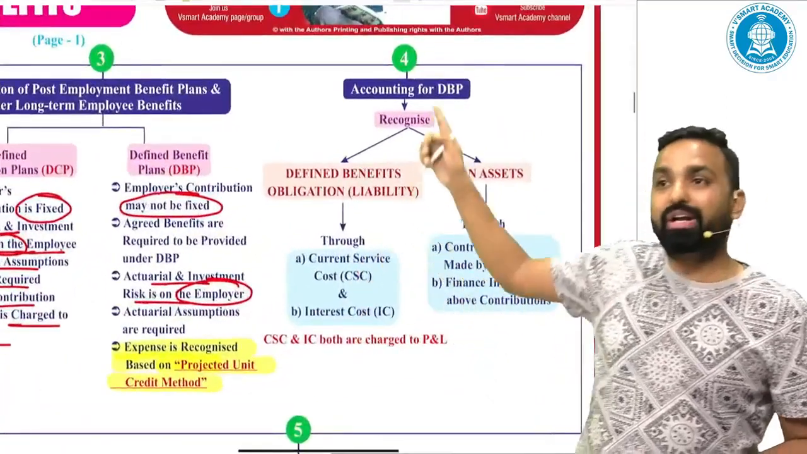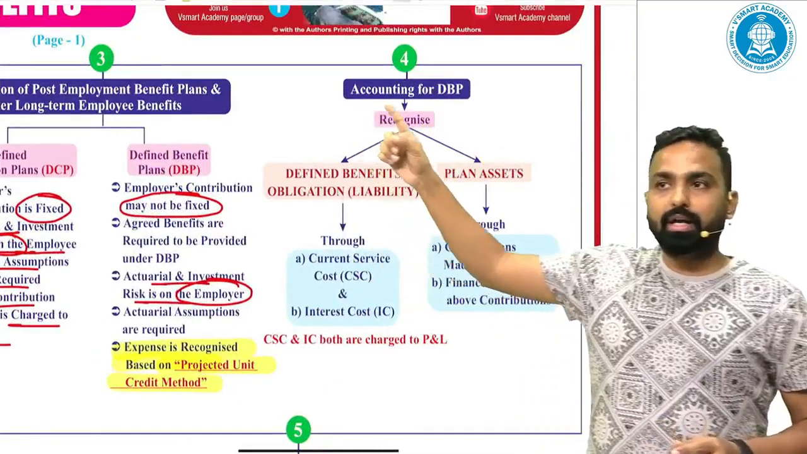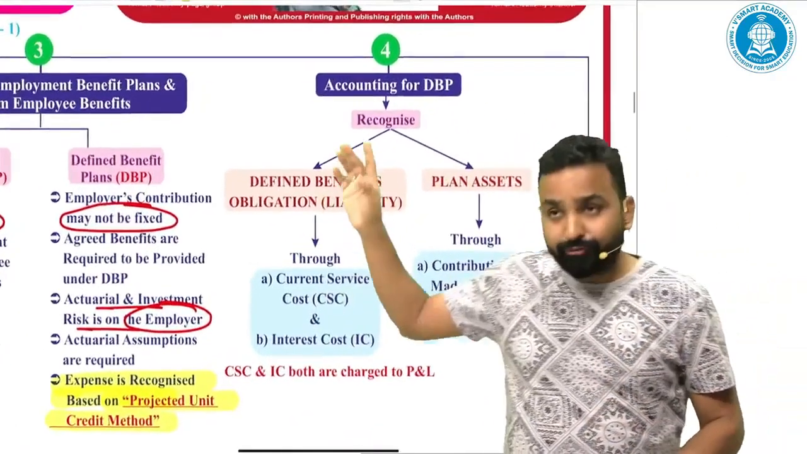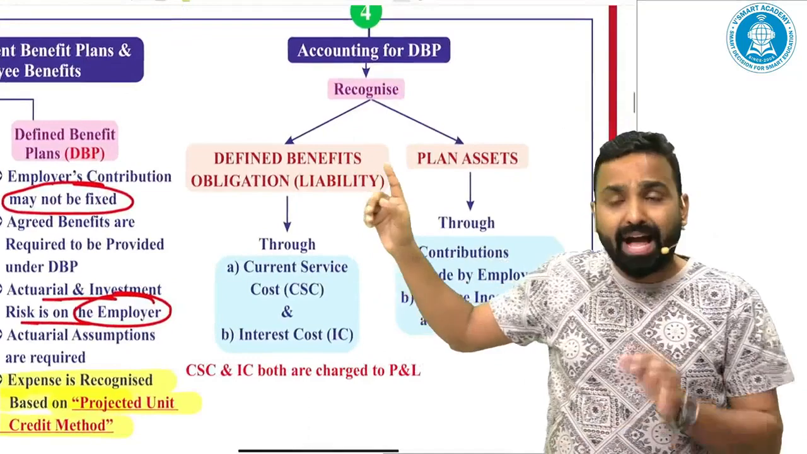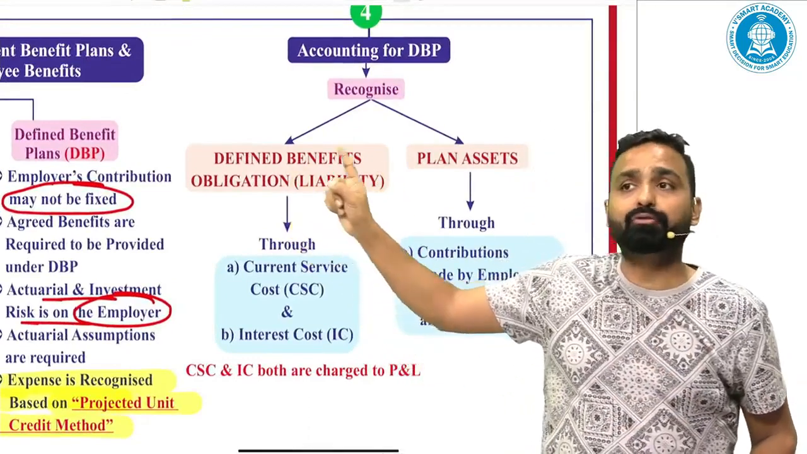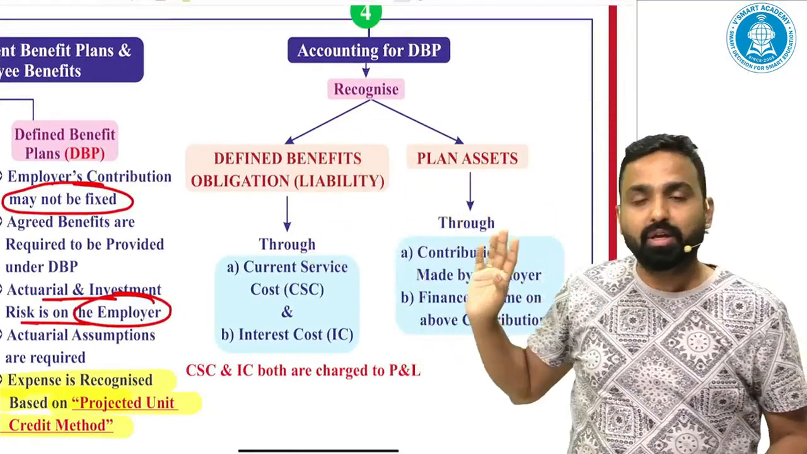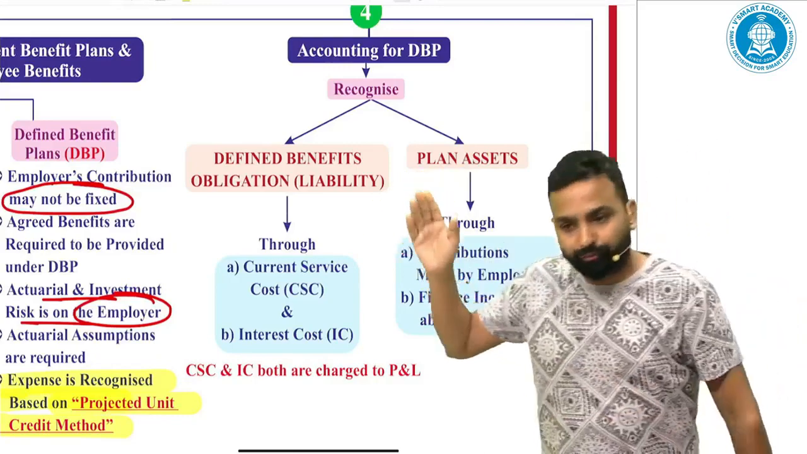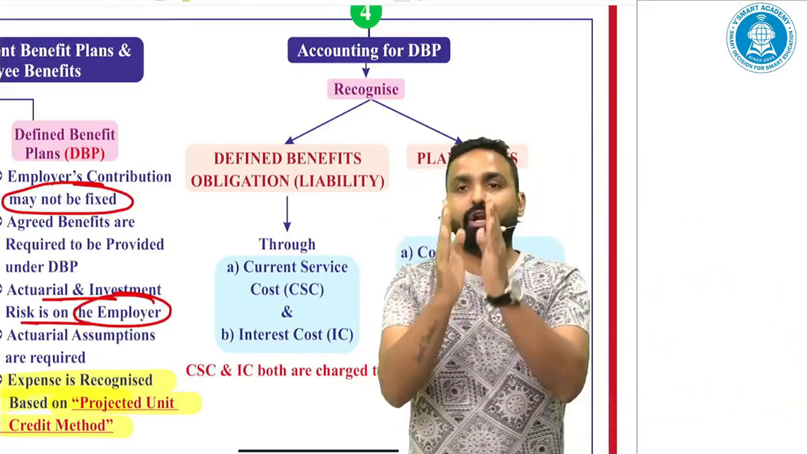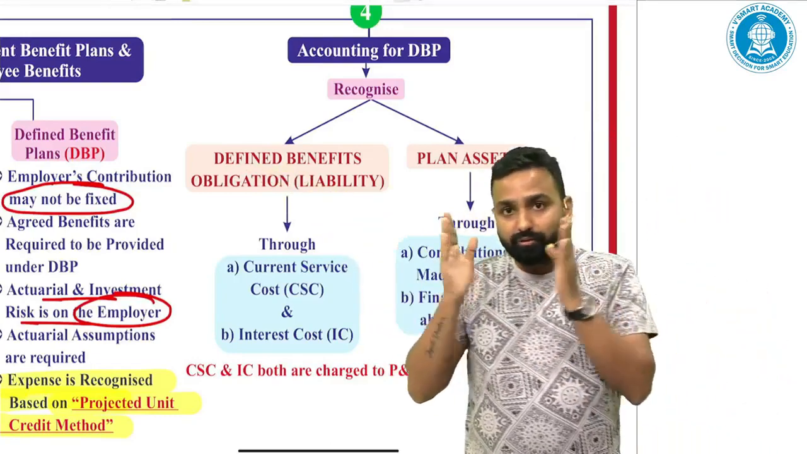So in point number 4 we'll discuss the accounting for defined benefit plan. Under accounting for DBP, you have to record two most important things: one is the liability in the name of defined benefit obligation, and the other is the asset in the name of plan asset. Now, before continuing further, first please understand why we are creating this liability and this asset. First of all, liability.